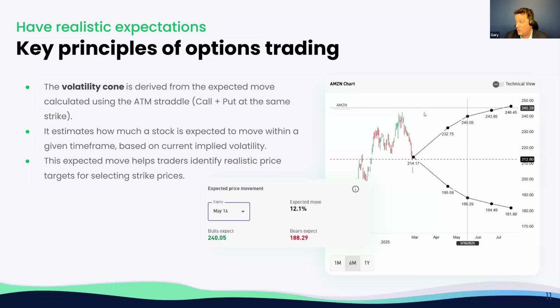So again, we want to have realistic target prices, right? We want to select realistic strike prices. They should fall within this bound to have a realistic chance. It affects your probability of profit. And we'll show that in real time how that works, okay?